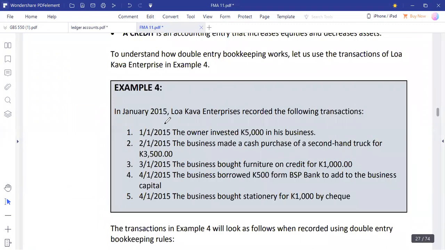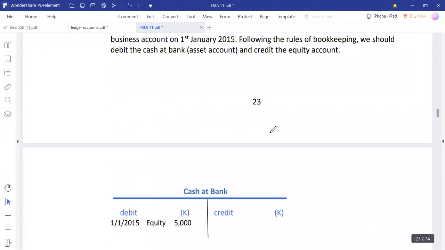Here we have a business which is called Cover Enterprises. So we're going to look at these 5 transactions step by step, and we see the duality concept that is going to be applicable. So we're told that the owner invested 5,000 into the business. So there are 2 accounts here. There's an equity account and a bank account.